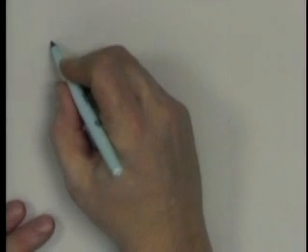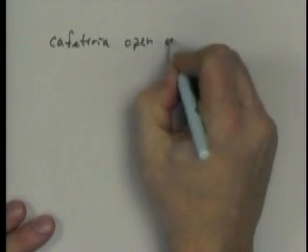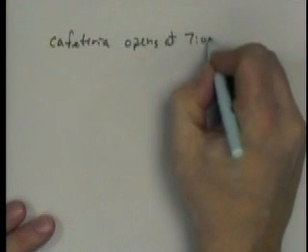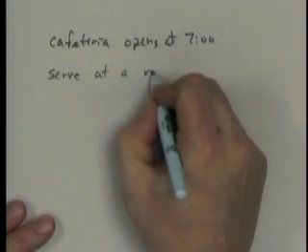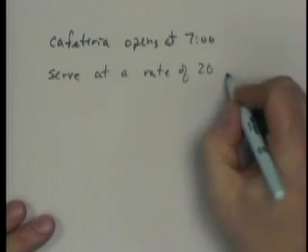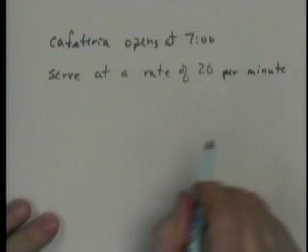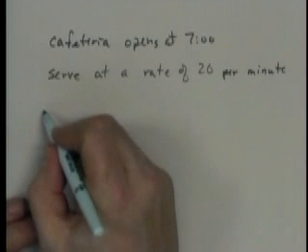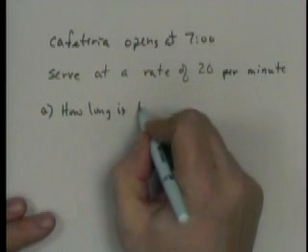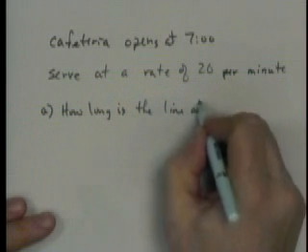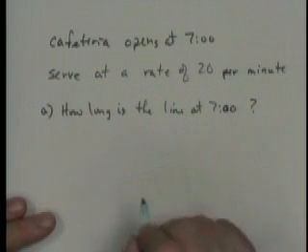So the cafeteria opens at 7. They serve at a rate of 20 per minute. Okay, and here are some questions I want to know. How long is the line at 7 a.m. when they open?